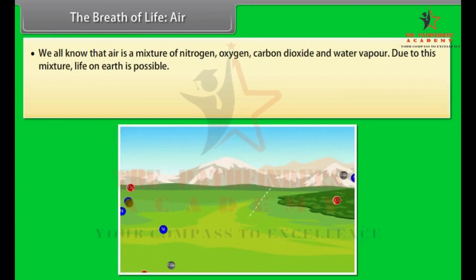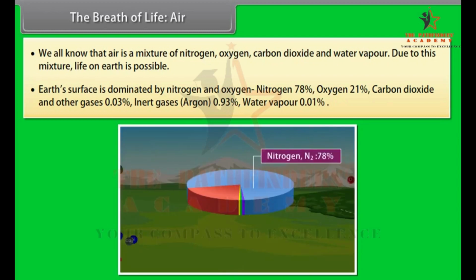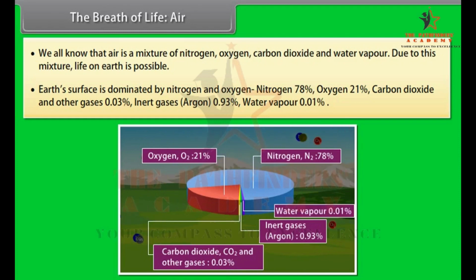The breath of life, air. We all know that air is a mixture of nitrogen, oxygen, carbon dioxide, and water vapor. Due to this mixture, life on Earth is possible. Earth's surface is dominated by nitrogen and oxygen. Nitrogen 78%, oxygen 21%. Carbon dioxide and other gases 0.03%. Inert gases argon 0.93%. Water vapor 0.01%.